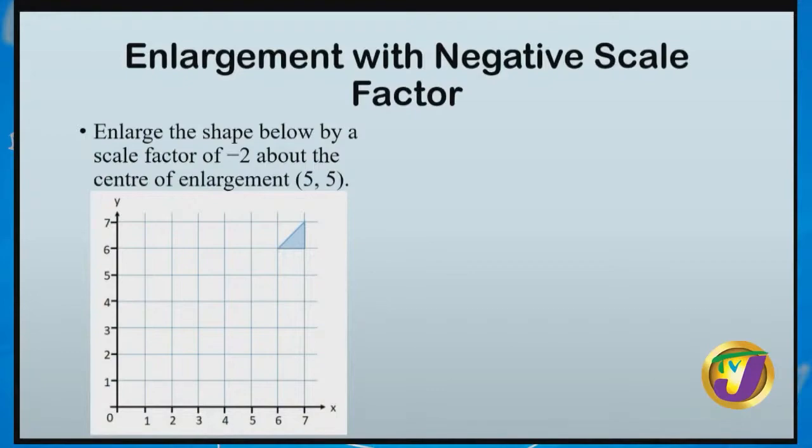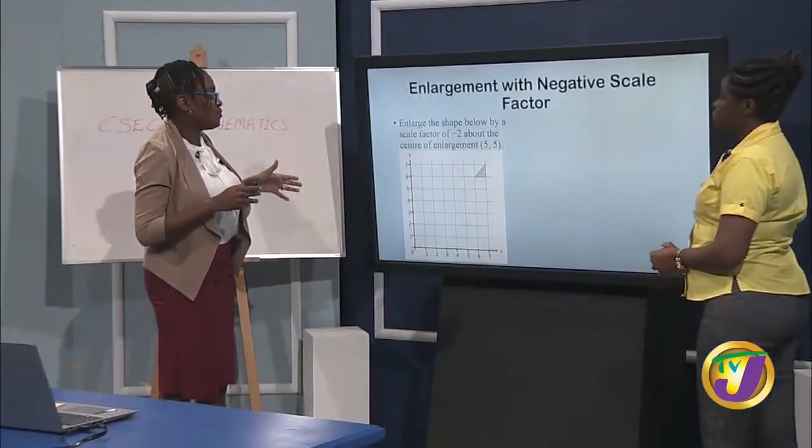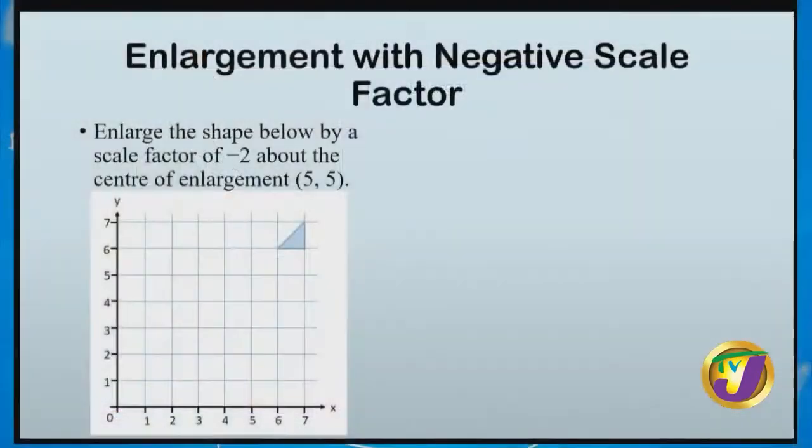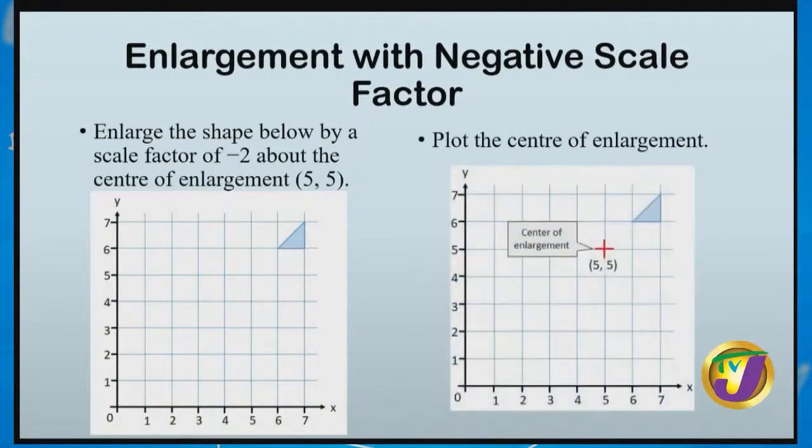So for this example, we want to enlarge the shape by a scale factor of -2. We're told that the center of enlargement is 5, 5, so it's not at the origin, 0, 0. Okay, so what's the first step? First, let us plot our center of enlargement, which would be at 5, 5. And that's where it would be.